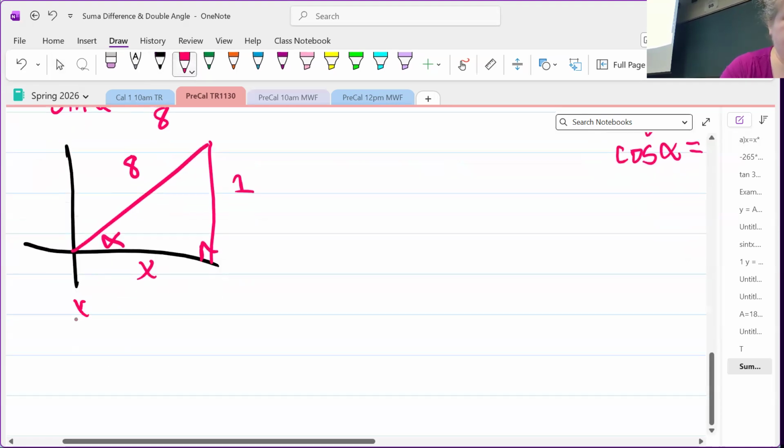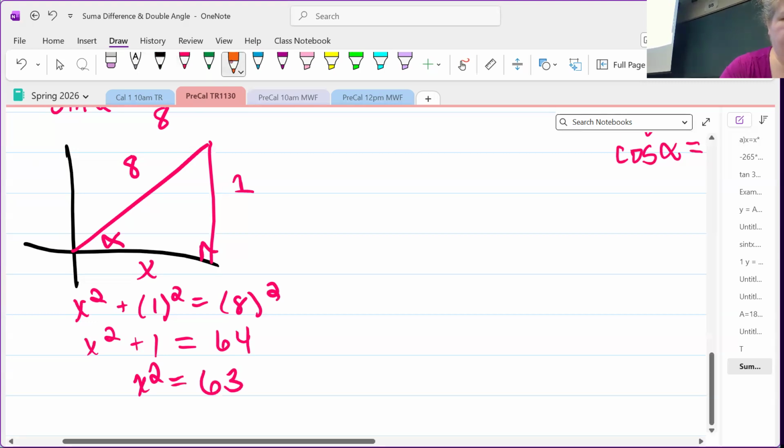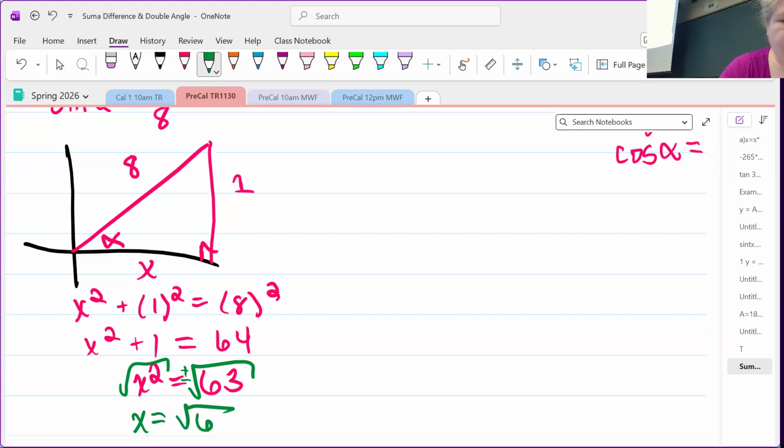So Pythagorean theorem, x squared plus 1 squared equals 8 squared. X squared plus 1 equals 64. X squared equals 63. So we do our square root of both sides, and we have our plus or minus question. But because we're in quadrant 1, x is going to be the positive square root of 63.